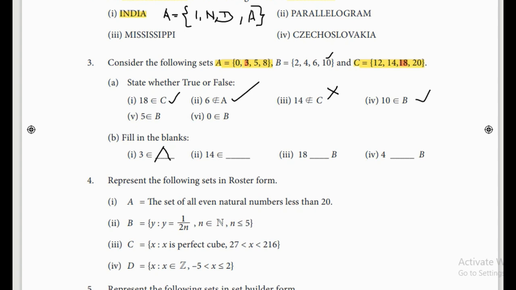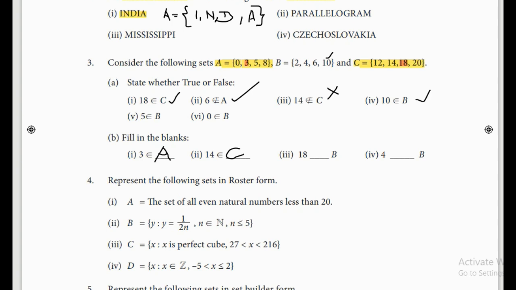Next one. 14 belongs to which set? Check where is 14. 14 is not in A, 14 is not in B, 14 is in C. So we can say 14 belongs to the set C, capital C. Then 18 belongs to or does not belong to B? Check it. B, there is no 18.